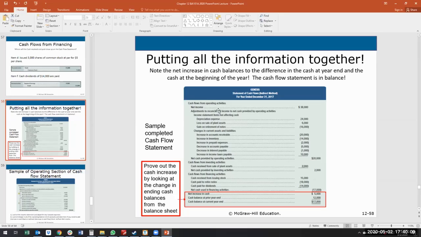Put it together. We take cash flows from operating activities. We talked about how to get to this $20,000 balance. Then we talk about the cash flow from investing activities, cash received from the sale of plant assets, and then we're ultimately going to adjust for the cash flow from financing activities to get our increase or decrease in cash, and that reconciles to our beginning and ending cash balance.